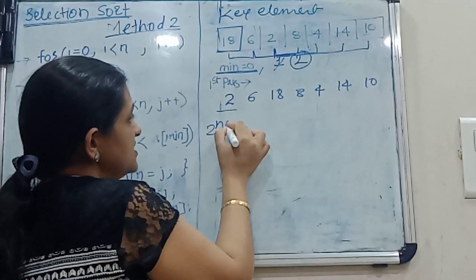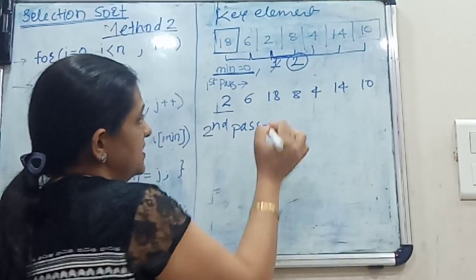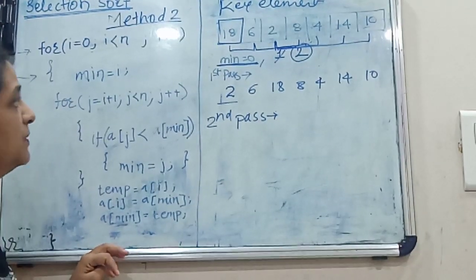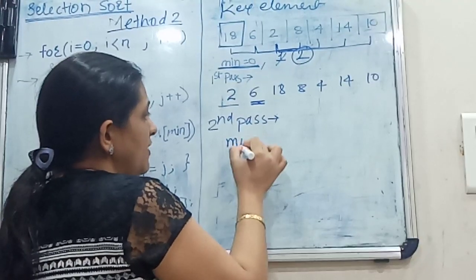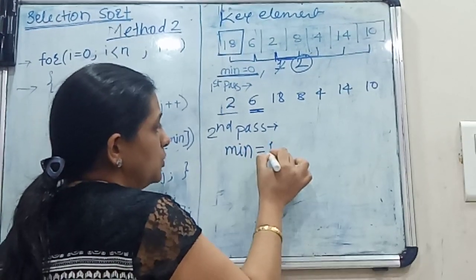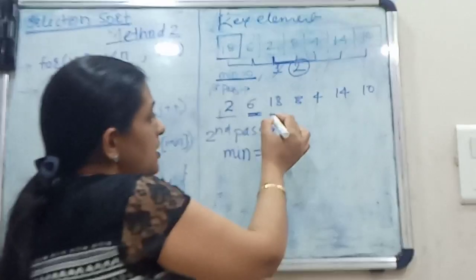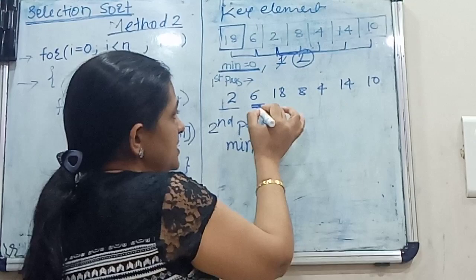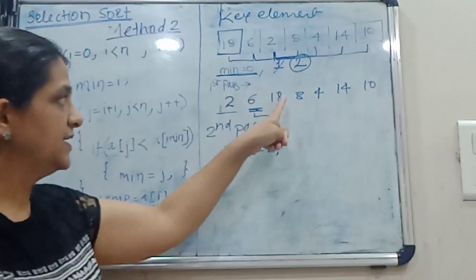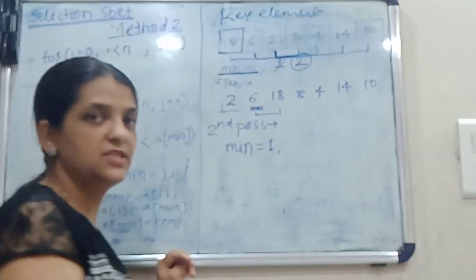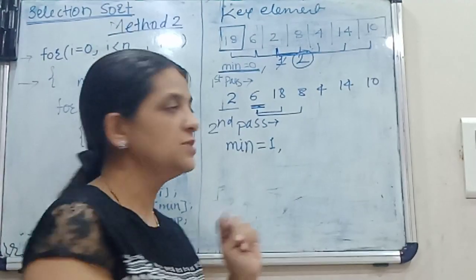Now we'll start with the second pass. Now in the second pass, what will happen? Mean will be considered as the first position. So your value of mean is equal to 1. In this pass, 6 will be compared with 18 and you find that 18 is greater, so no change in mean. 6 will be compared with 8, no change in mean.